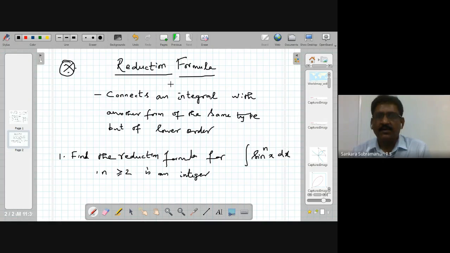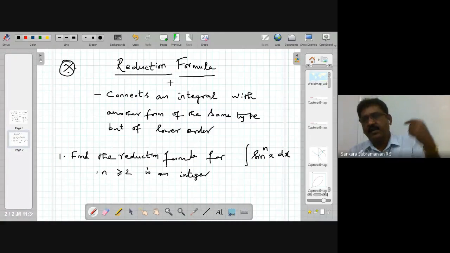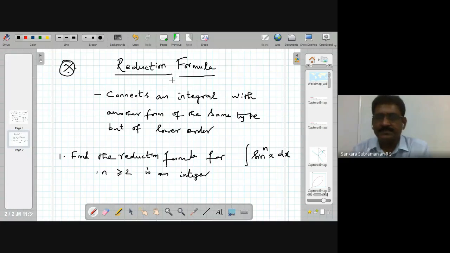So if you want to find the factorial of 5, that will be equal to 5 times the factorial of 4. If you want to find 4 factorial, you have to come back to 3 factorial, and it goes on, for n a positive integer. 0 factorial will be defined, sometimes 1 factorial will be defined, thereby finding the value for a particular value.